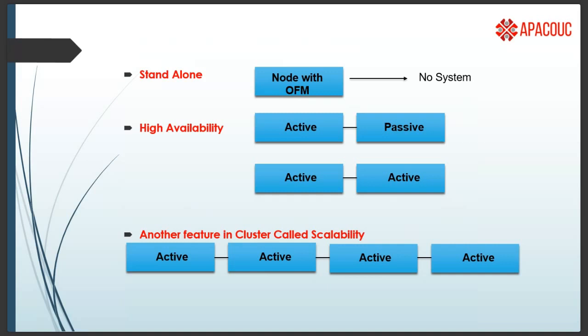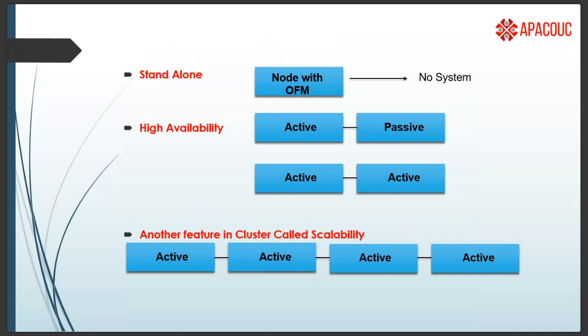In the standalone, for example, I installed everything, the WebLogic, but if my application is down in the standalone, I will have no system. But in high availability, I have two approaches: active passive or active active. In the active passive, we have advantages and disadvantages. Active active also has disadvantages and advantages. I'm going to talk about it later.